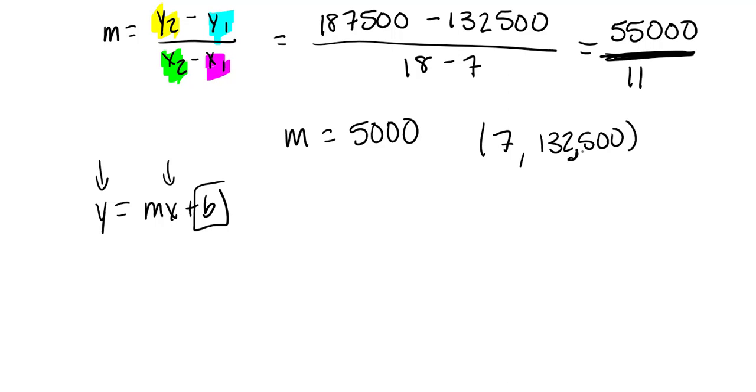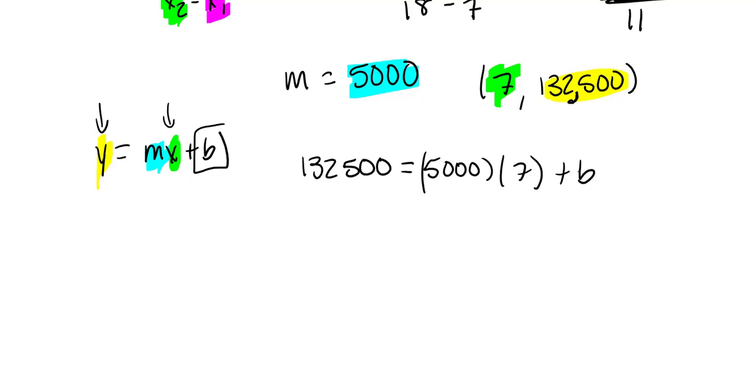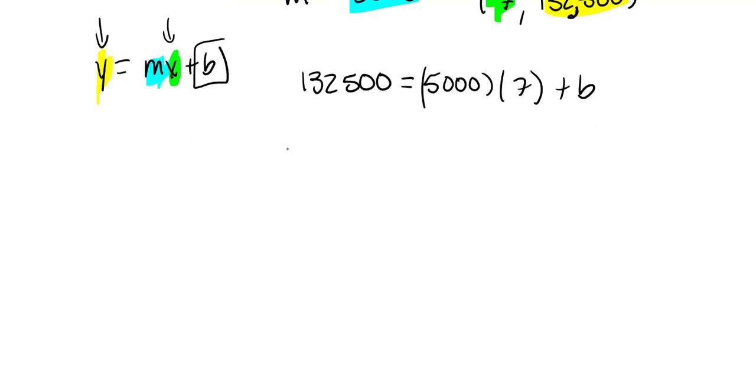This is a comma. So what does that actually mean? This means for this y, we're going to place 132,500 in there. Our x goes here, and then our m goes here, and then we just solve for b. So all we're doing is just plugging in our numbers now. Then we have 5,000 times 7 plus b. So let's write this out again.